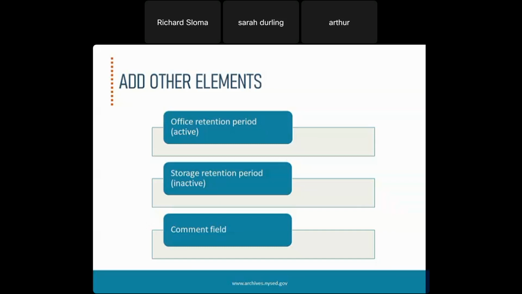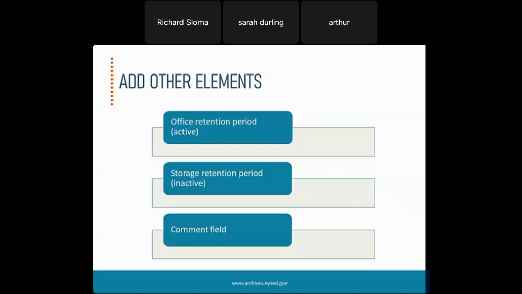Including this type of information about active and inactive timeframes can also be useful if you need to coordinate moving large amounts of records from one or multiple departments to a separate storage space. Whether that space is owned by your local government or another government, lease space, storage with a vendor, or, for state agencies, the State Records Center.